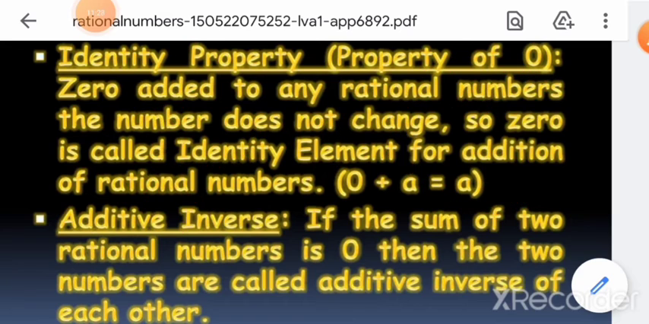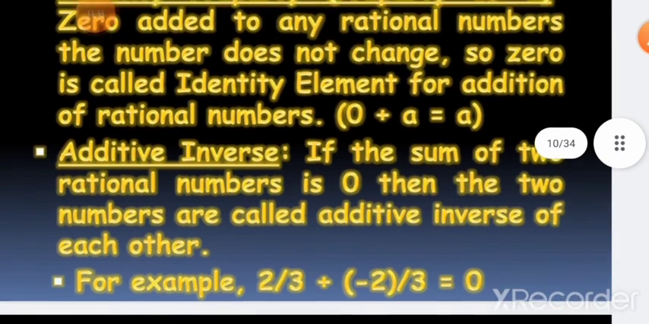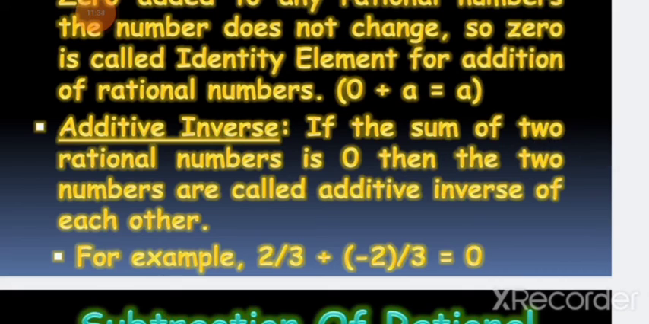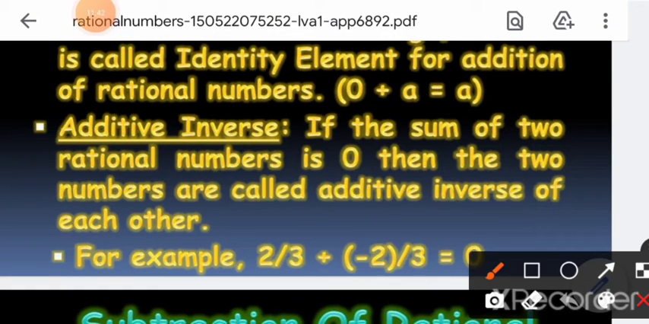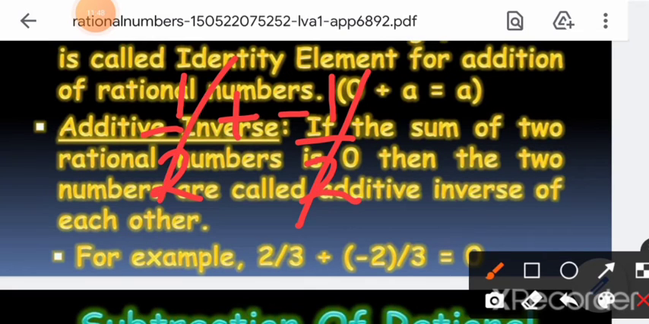Next is the additive inverse. If the sum of two rational numbers is 0, then the two numbers are called the additive inverse of each other. One number is 1 by 2 and another is minus 1 by 2. The addition of the two numbers is 0, so they are the additive inverse of each other. It means the additive inverse of minus 1 by 2 is 1 by 2, and the additive inverse of 1 by 2 is minus 1 by 2.